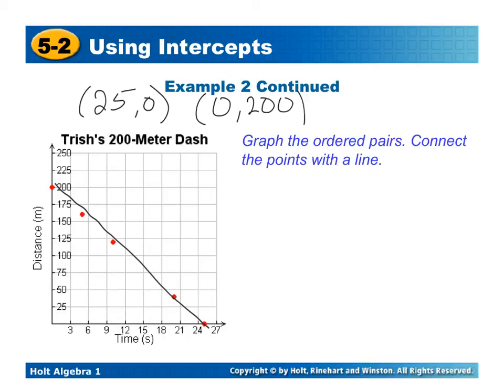So let's just talk about what these mean then. So here with our y-intercept, let's start with that one because that's furthest to the left. That would be meaning that at 0 seconds she has 200 meters. She hasn't run at all. Then at 25 seconds, that would mean that she has finished the race and has no distance left to run in her 200 meter dash.